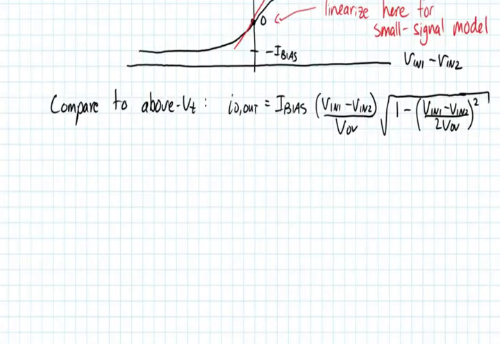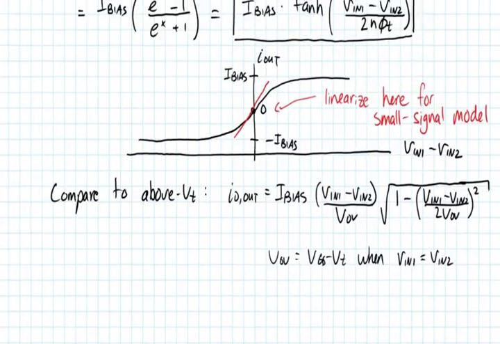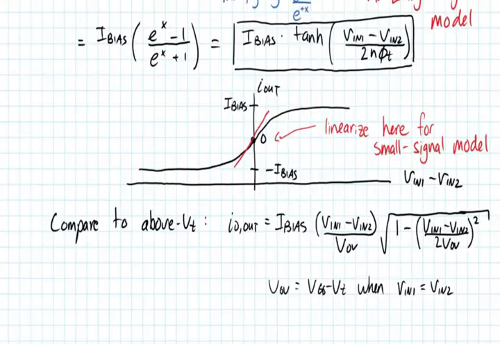Okay, so it's kind of a nasty expression, and just for clarity, VOV is equal to VGS minus VT when, and this is important, when Vn1 is equal to Vn2. Okay. So this is a little bit of a more nasty expression. If we want to linearize this, it'll take us a little bit more work to do that in a nice way. However, linearizing the transfer function with the tanh, as we'll see, is actually going to be pretty easy. Okay, so we're going to get back to this topic momentarily.